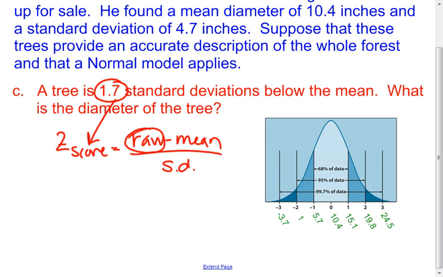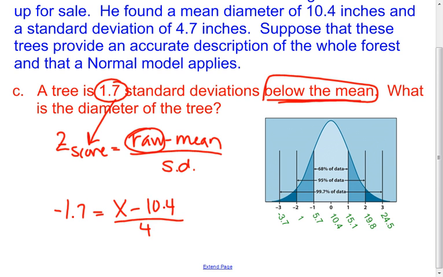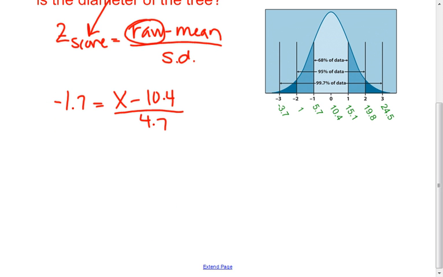Okay, so you'll set up a little equation. Here we go. Be careful. This is 1.7 standard deviations below the mean. And when it's below the mean, that means the z-score is actually negative 1.7. If it was above the mean, you would leave it as positive 1.7. I don't know the raw score. Minus the mean, divide by the standard deviation. And of course, you'll solve this by multiplying both sides by 4.7 and then adding 10.4. And you should get about 2.41 inches.